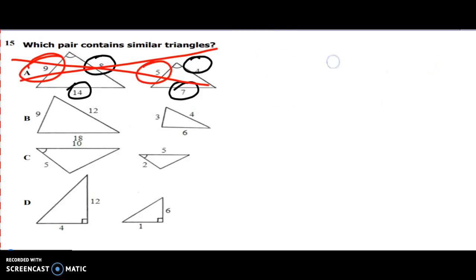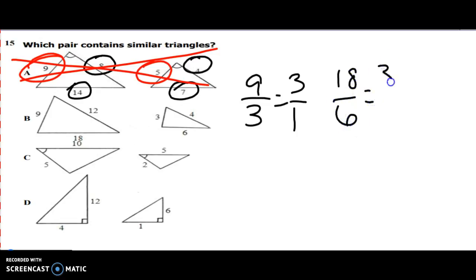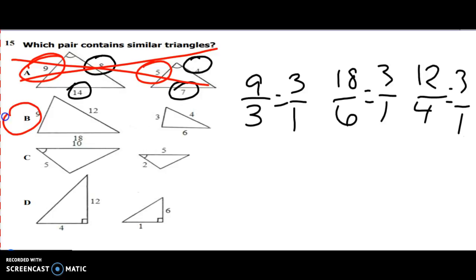Let's figure out what the similarities are for the next one. Shortest side to shortest side, so 9 over 3 is equal to 3 over 1. Longest side to longest side, so 18 over 6, 3 over 1. And then the middle side to middle side, 12 over 4. That reduces to 3 over 1. This looks like a very good candidate. Let's check the other two.